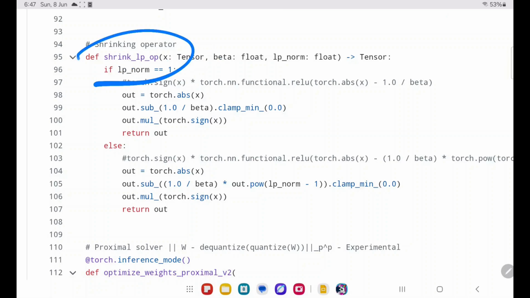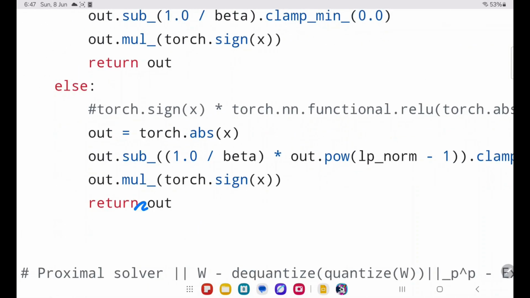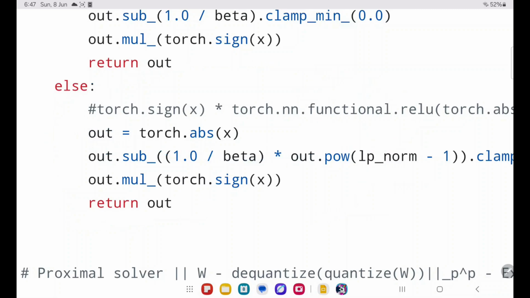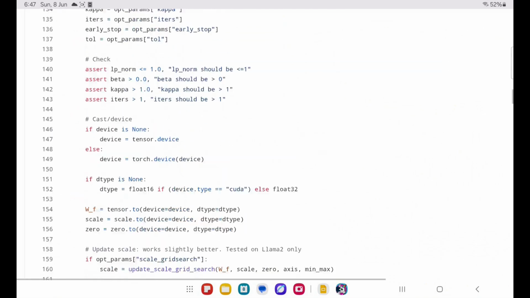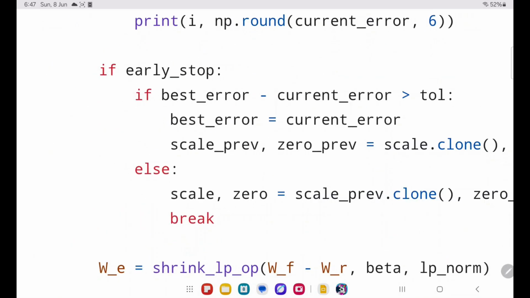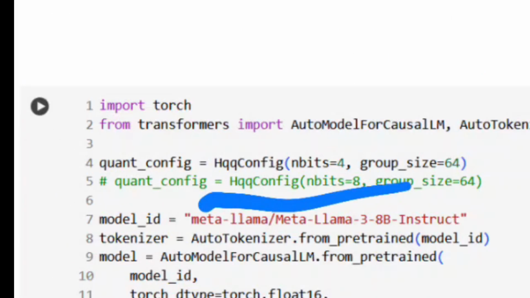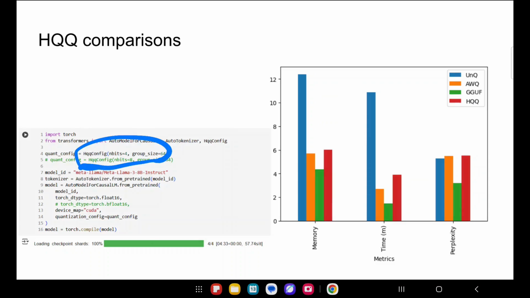In the shrinking operator function, they implement the formula where they take the sign and the functional ReLU. So this is implemented not in the main function, but in taking the absolute and taking the power and the sub, or rather in more lower level functions. If the error is not improving, it means that we have found the minimum, and then we come out of the loop. To use HQQ in code, you can do pip install hqq, and then you can use this HQQ config and use this in transformers for the various quantization levels.